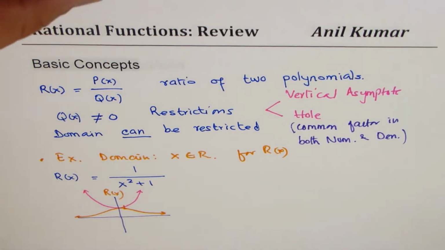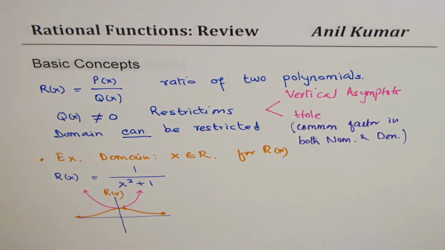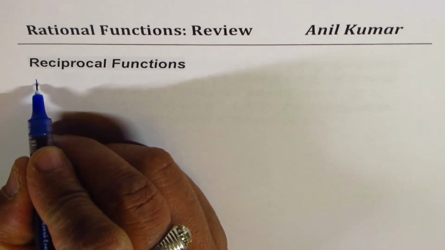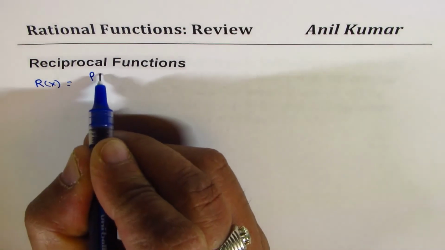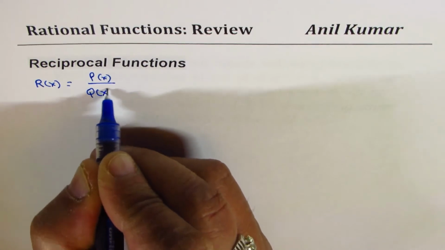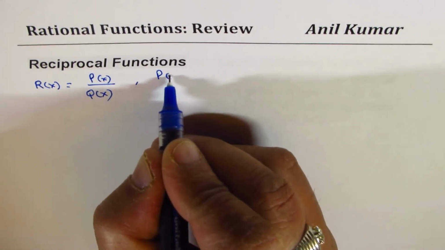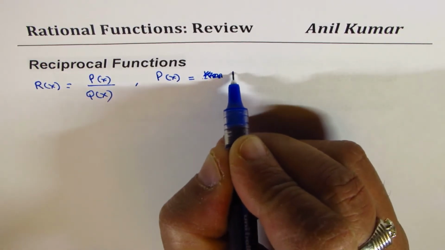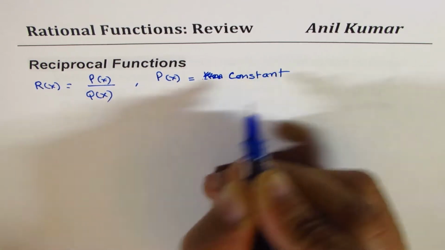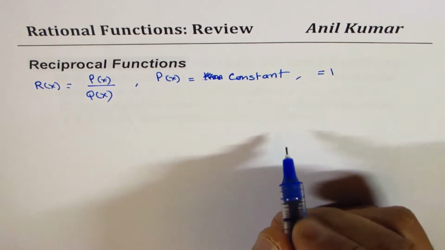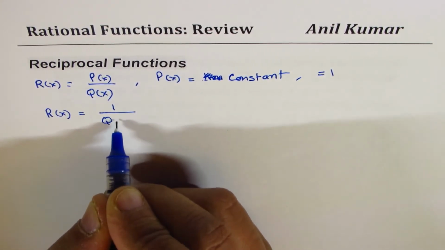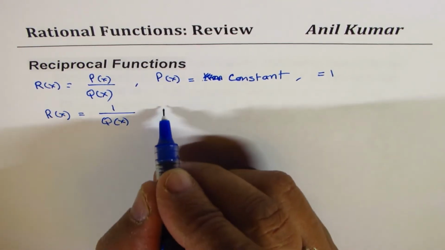Now, we'll now take up reciprocal functions and then talk about asymptotes. So let's move on. The easiest way to make a rational function is, let's say we have a rational function which is p of x over q of x. Now, if p of x is equal to a constant, let me write this, maybe 1, maybe equals to 1. In that case, you could have the rational function as 1 over q of x. Now, this kind of a function is called reciprocal function.